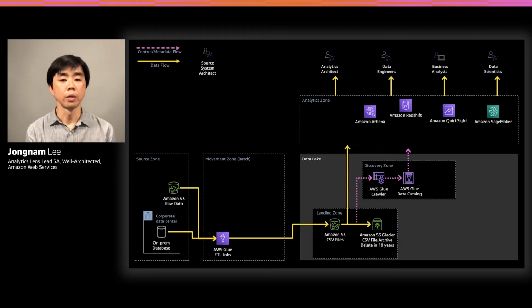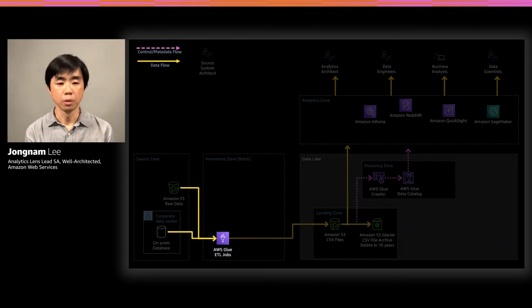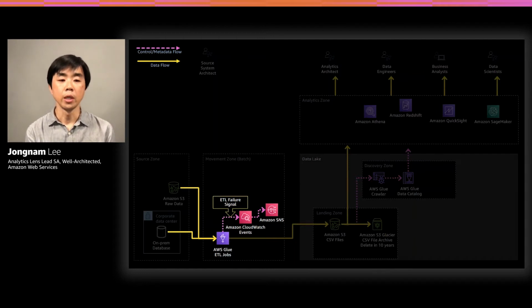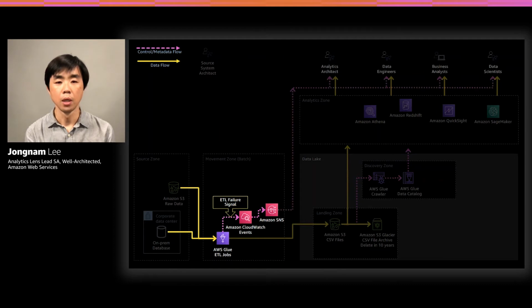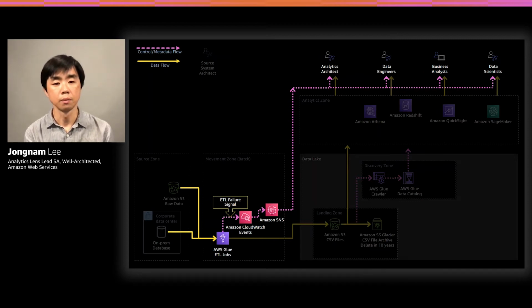So let's come back to this diagram. What that means is we'll focus on ETL Glue jobs. Let's assume that this ETL job failed. Then the AWS Glue ETL job has a feature to notify such a failure event into AWS CloudWatch events. What the design principle means in this architecture is that you will consume that CloudWatch event failure signal using SNS, and then you will notify the users, such as analytics architects, engineers, analysts, and scientists.